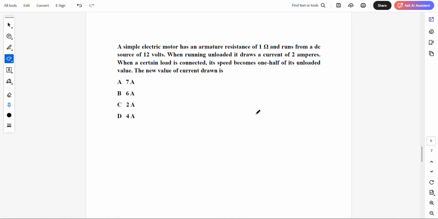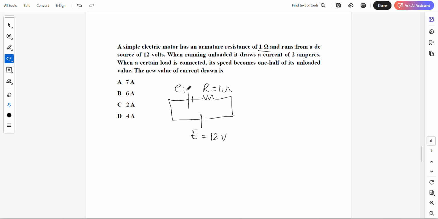Next problem we'll see. A simple electric motor has an armature. Whenever you see such problems, draw a circuit diagram of the DC motor. This is the value of EMF induced, this is R, and this is the supply voltage. R they have given as 1 ohm, and the source voltage is 12 volts.